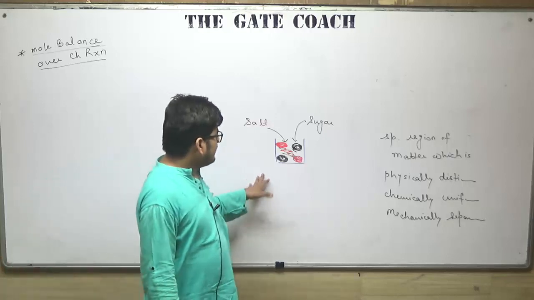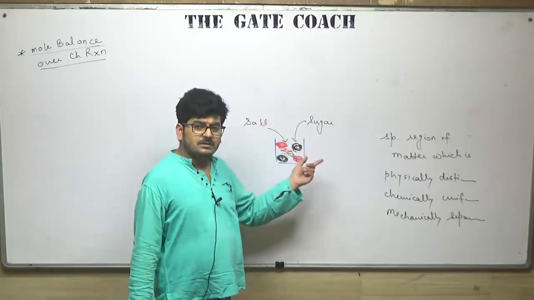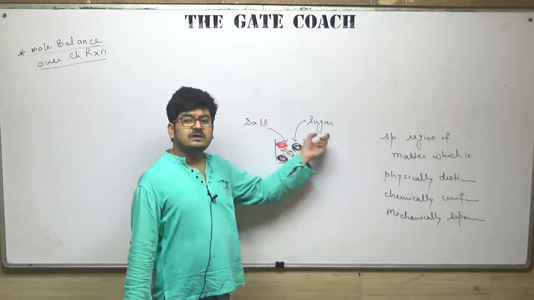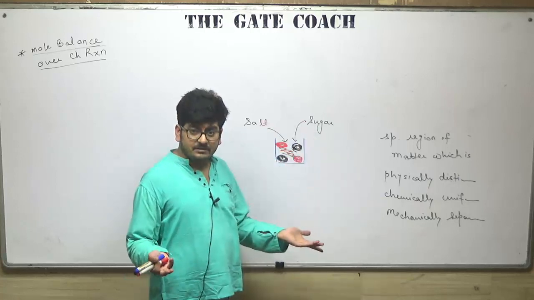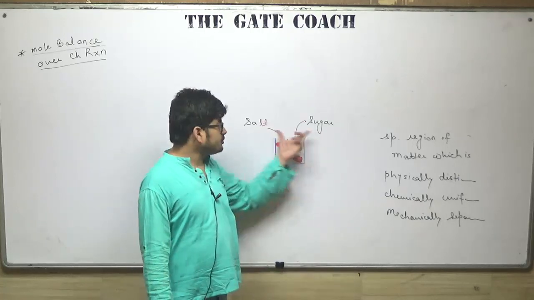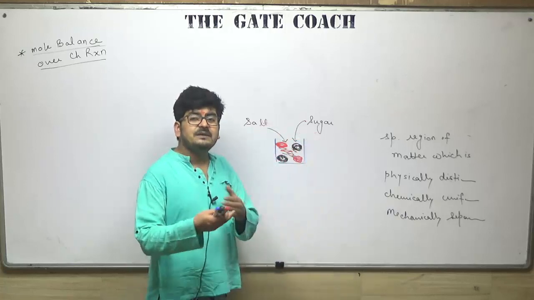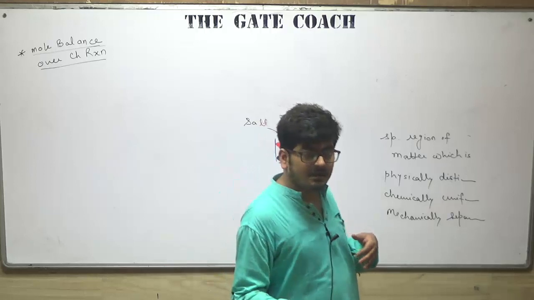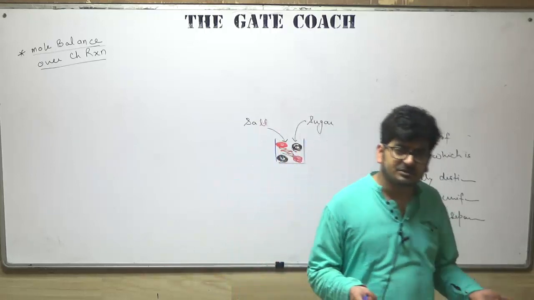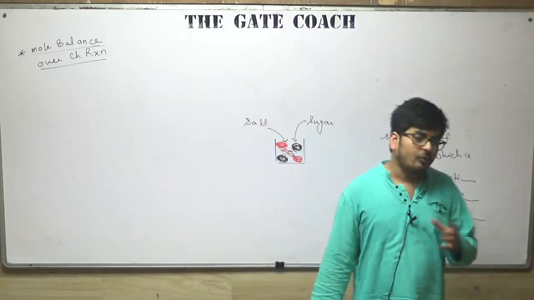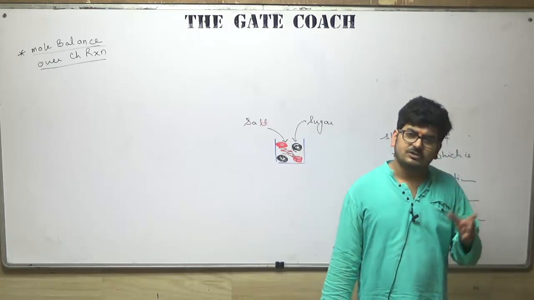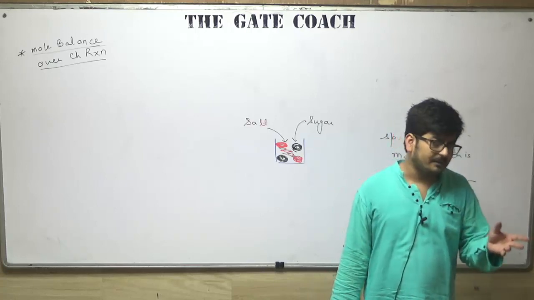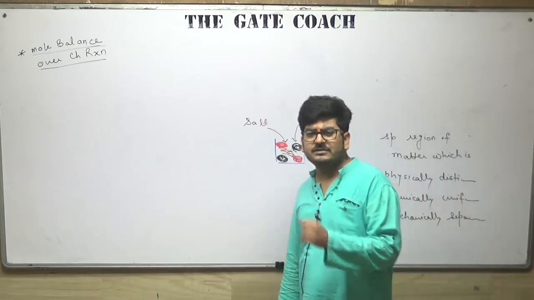But here we have only salt and sugar, and all solids are completely immiscible. We know that. So these two solids will form an immiscible mixture. That means two-phase mixture. So that is a heterogeneous mixture. Just like water and oil. Both are liquids but immiscible. So that is a heterogeneous mixture.